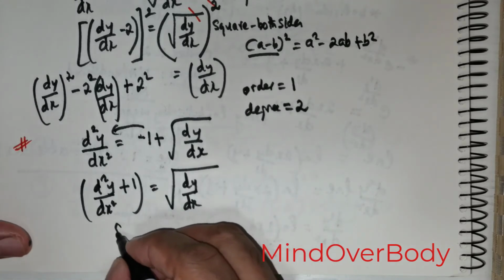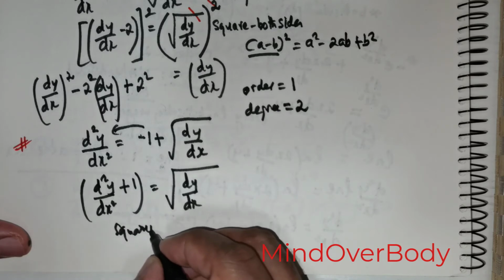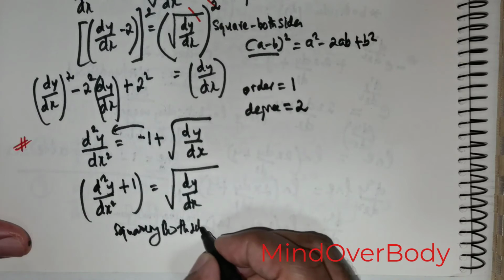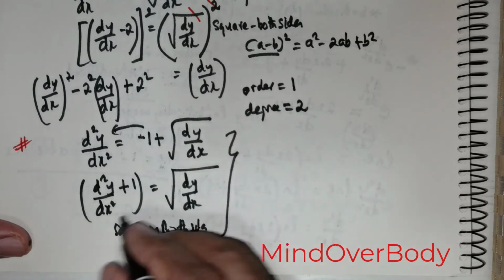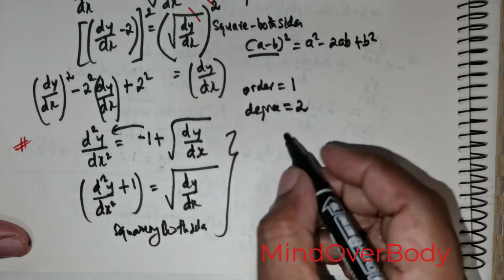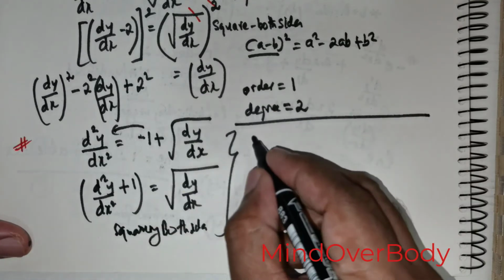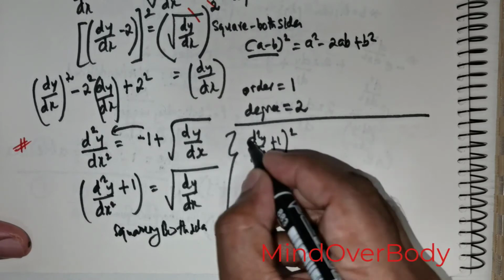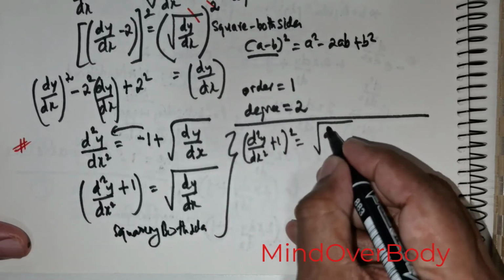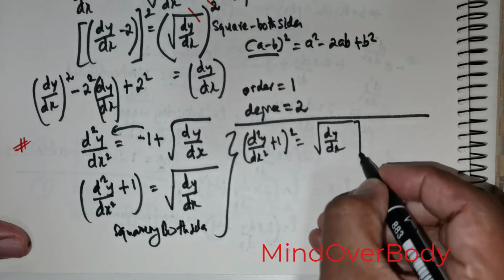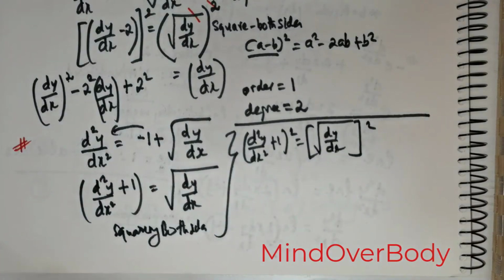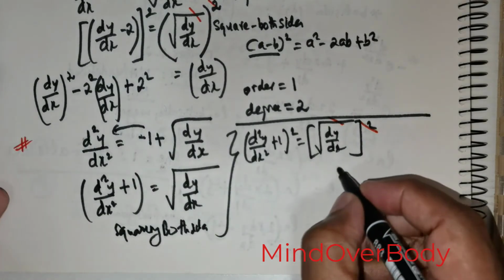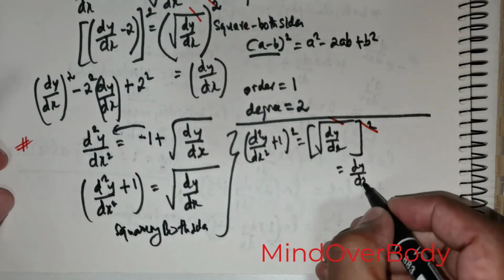Now squaring both sides, what do we get when we square both sides? I would write it here. So this is going to give me (d²y/dx²) + 1, raised to the power of 2, is equal to root of dy/dx, raised to the power of 2. So clearly you can see that the radical sign and the 2 get cancelled, leaving me with dy/dx on the right hand side.